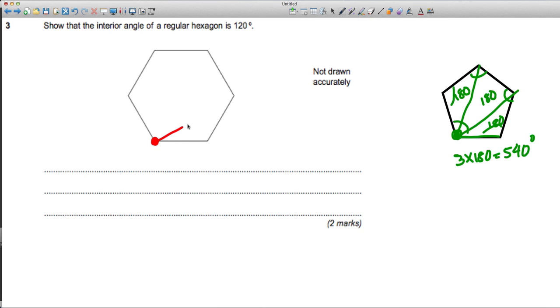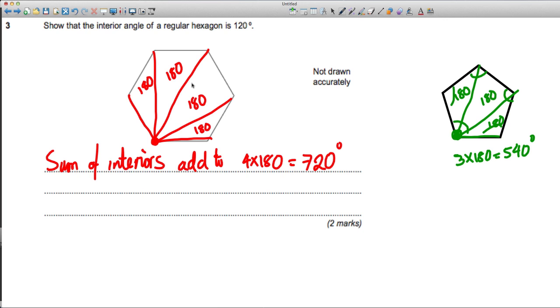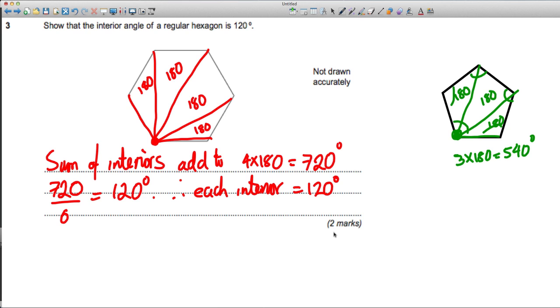Let's pick a corner and let's draw lines to each corner here. Now, there's 180 here, 180 here, 180 here, and 180 here. So therefore the sum of the interiors, this is a different way of doing it, the sum of the interiors add to 4 lots of 180, which is equal to 720 degrees. Now, because they're regular, you could divide the 720 by 6. So 720 divided by 6 is actually 120 degrees. Therefore, each interior equals 120 degrees as required. So either of those two ways would get you this answer.